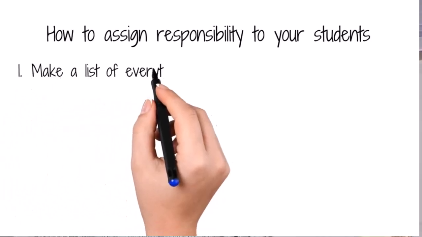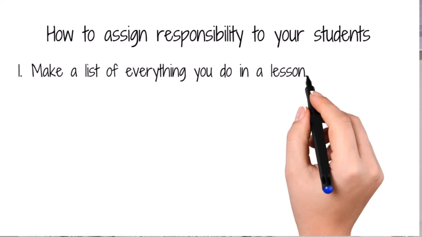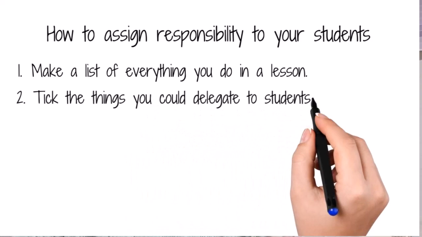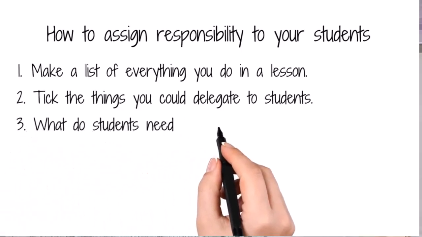Make a list of everything that you normally do in a lesson, even the tiny little things like turning on and off the lights. Then put a tick next to the things that you could delegate to your students. Next, think about what students need to know in order to do it.